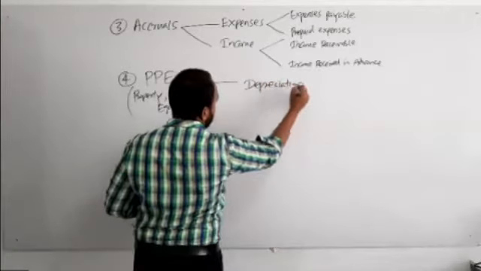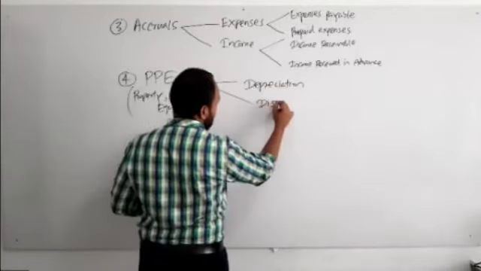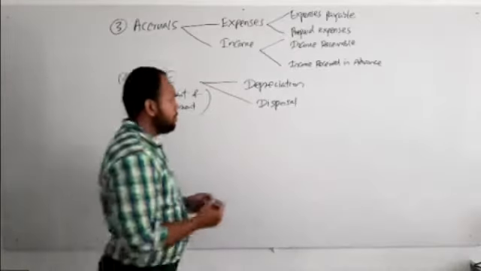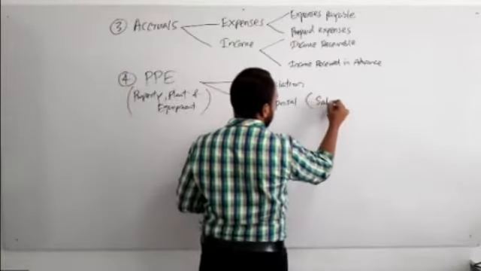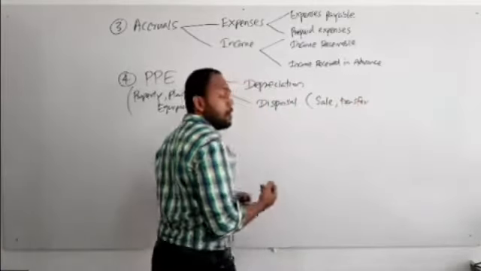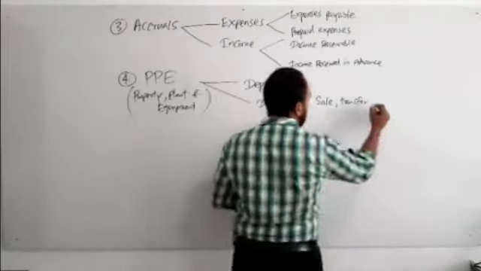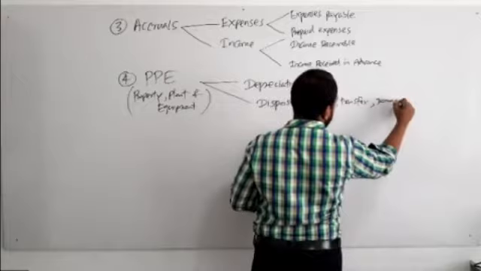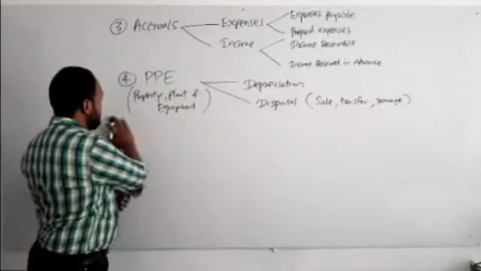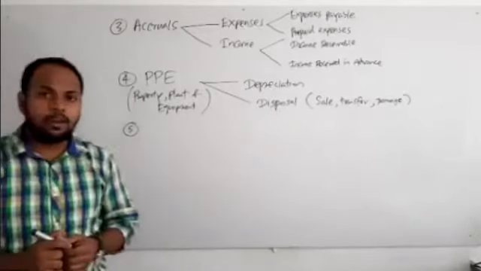So under this, we have depreciation adjustment and disposal adjustment. Disposal means either it can be a sale, transfer, giving up an old asset and getting a new asset, or it can be a damage. So adjustments related to PPE.